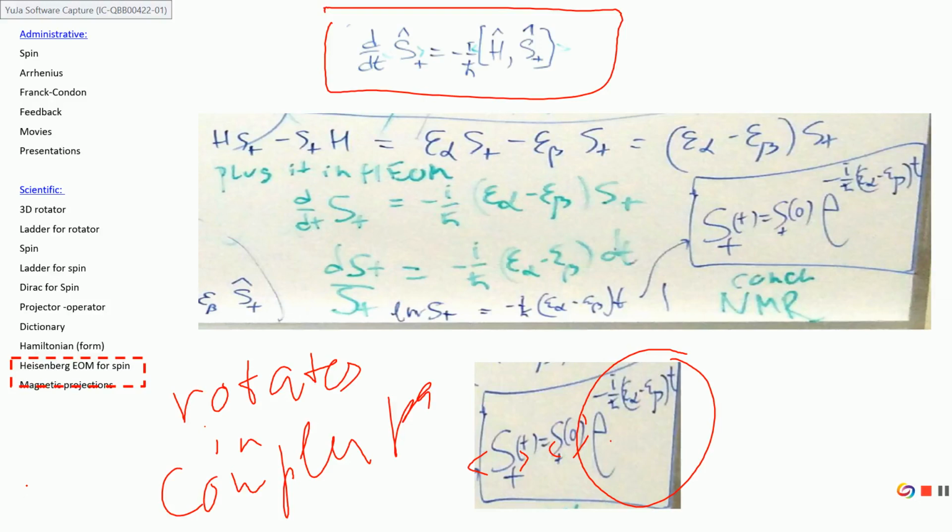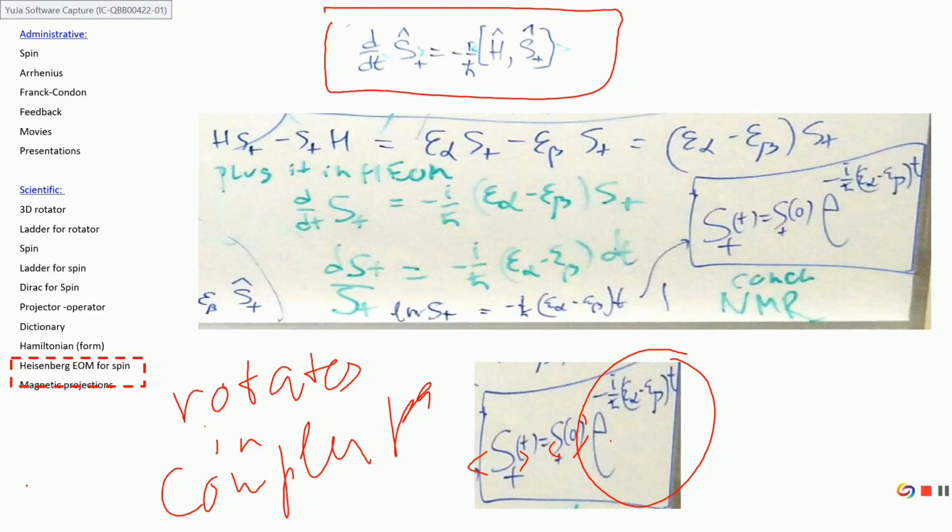So we do have projectors on the state alpha and state beta. And if you put the energies of state alpha and state beta in front of these projections, then the summation of projectors will be a Hamiltonian. Good? Or like a noise?